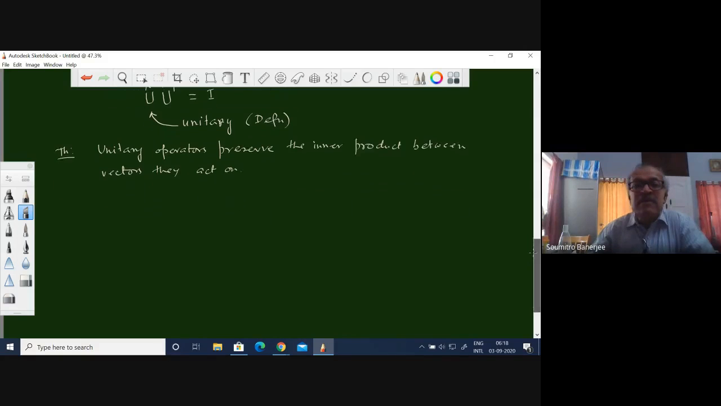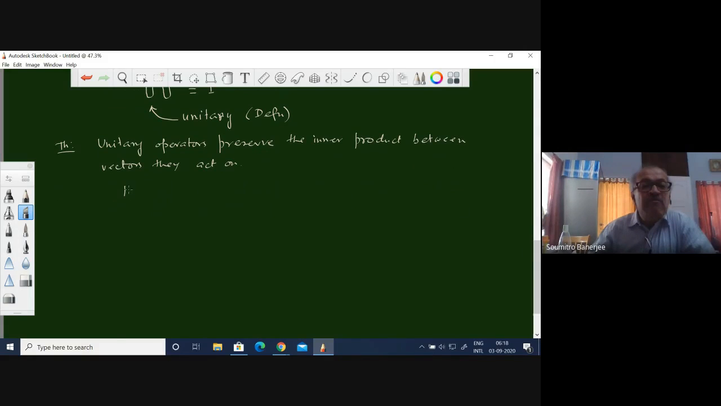That means if you have a unitary matrix operating on a vector V, and let that be V1 prime when applied on V1, and V2 prime when applied on V2. Okay, then the inner product of V1 prime and V2 prime, this is what we are trying to find out, whether the inner product is preserved or not, and V1 prime is U operating on V1.